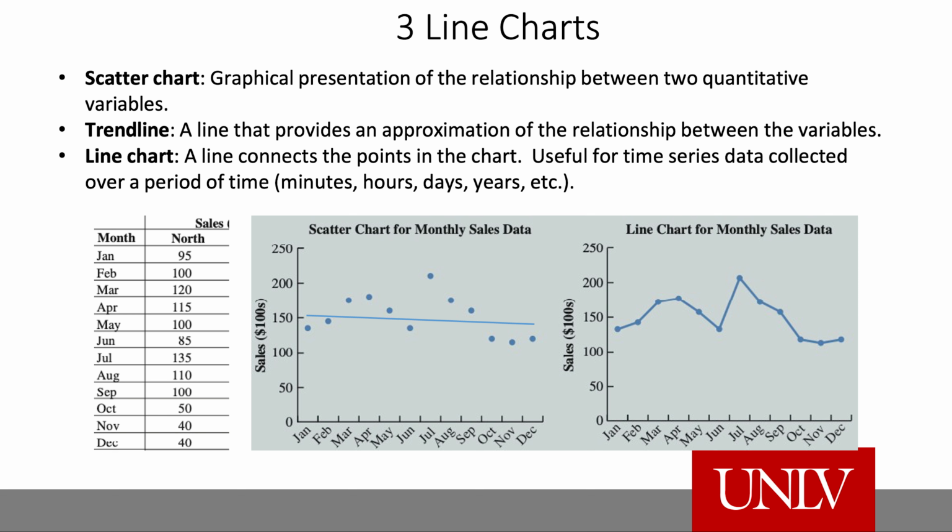Charts or graphs are visual methods for displaying data. There are 2 common types of chart called scatter or line chart. Scatter chart is a graphic presentation of the relationship between 2 quantitative variables. Line charts are similar to scatter chart, but a line connects the points in the chart. Line charts are very useful for time series data collected over a period of time, like minutes, hours, days, or years. Trend line is a line that provides an approximation of the relationship between variables in both charts.